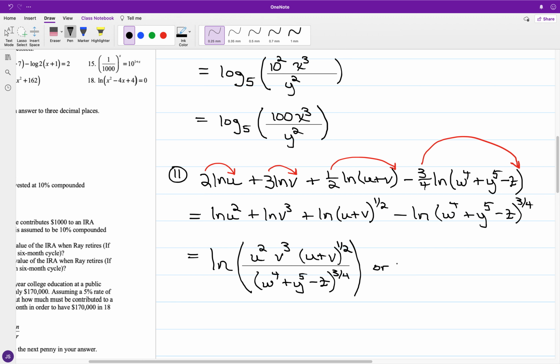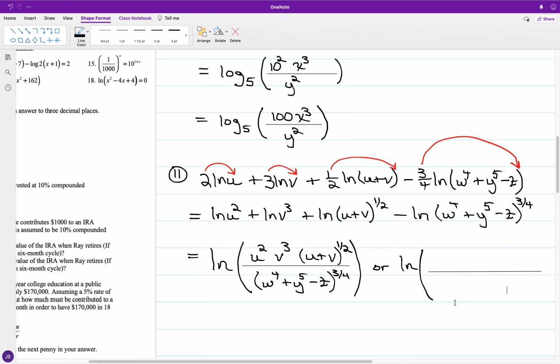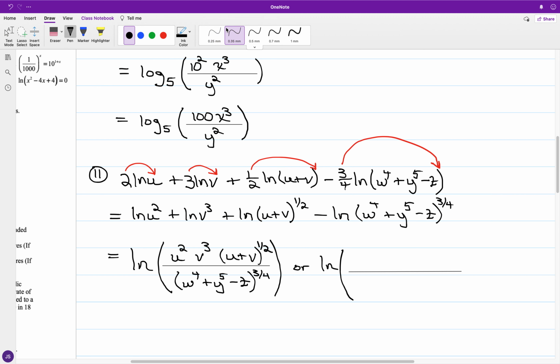And if there were any other way to write this, like going from non-integer exponent to radical, if I wanted to display the radical, we have an alternate answer. So I can have u squared times v to the third, and for u plus v to the 1/2, this will be the same as the square root of u plus v.